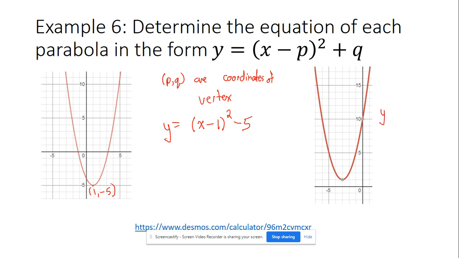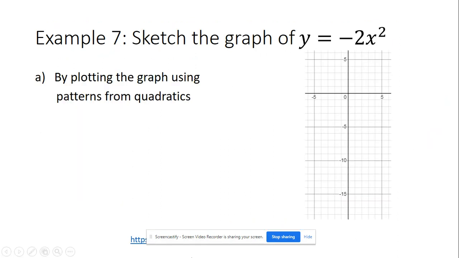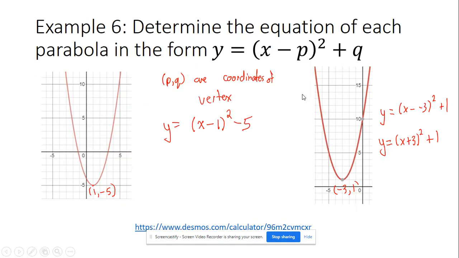Similar idea for this guy over here. Our vertex is (-3, 1). So when I'm saying (x - p)², my p value is -3. So it's x minus -3. Now I'm going to simplify this in a second here. Plus 1. My q value is 1 here. Minus negative is going to become y = (x + 3)² + 1. Okay, so we saw this earlier on, where if we have an x plus 3 inside the brackets, we're actually going 3 left. Okay, so we're going to see this guy just like that.